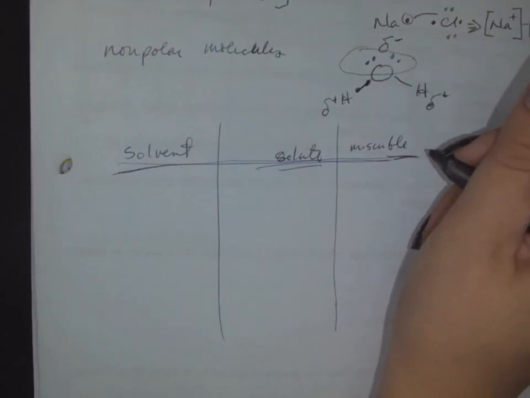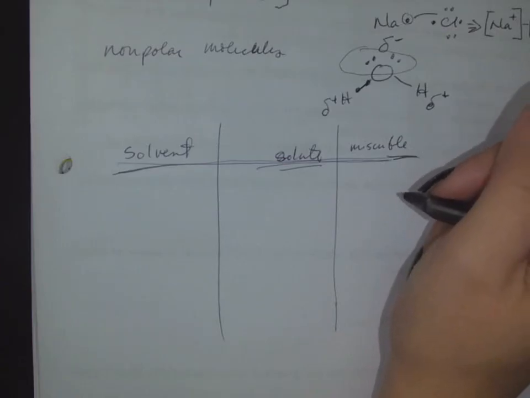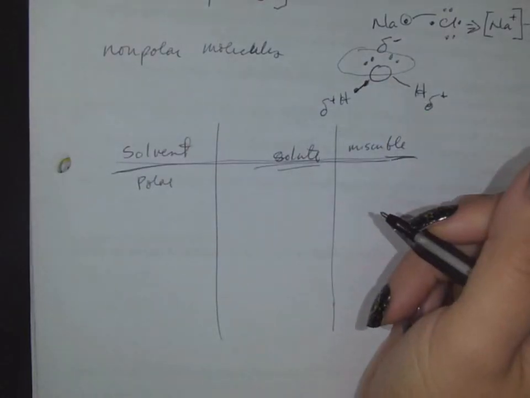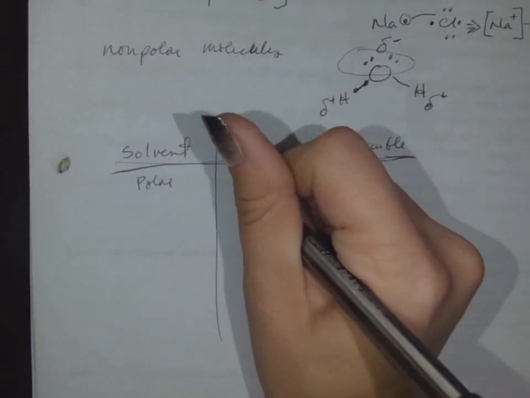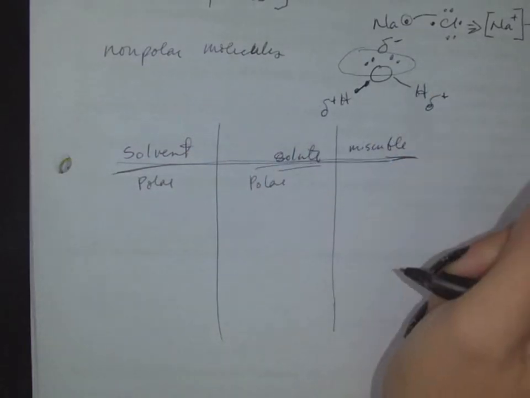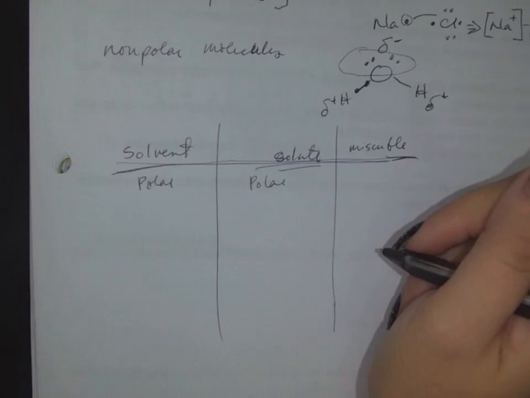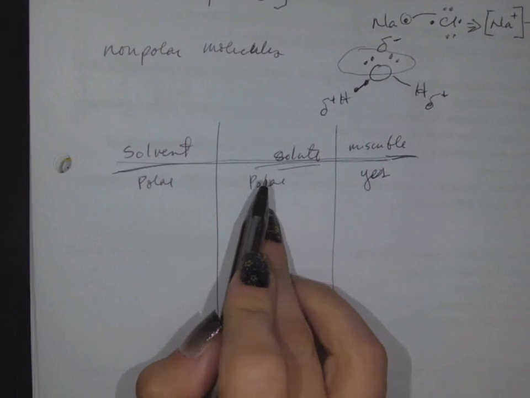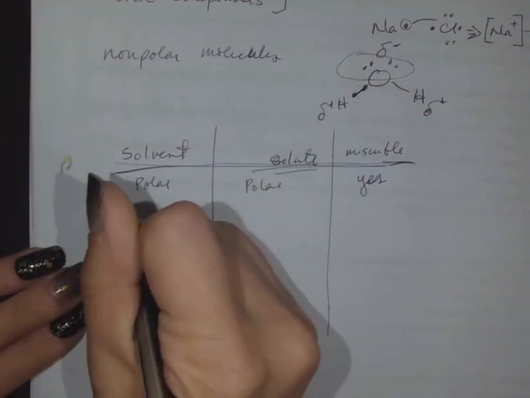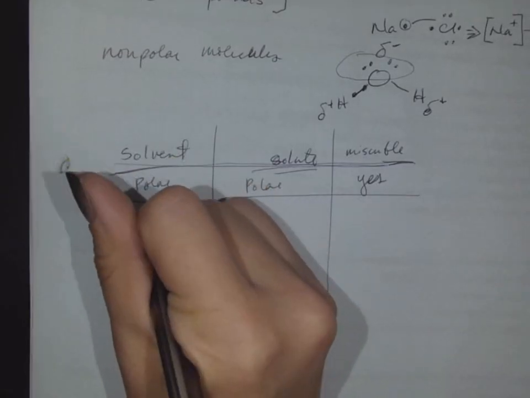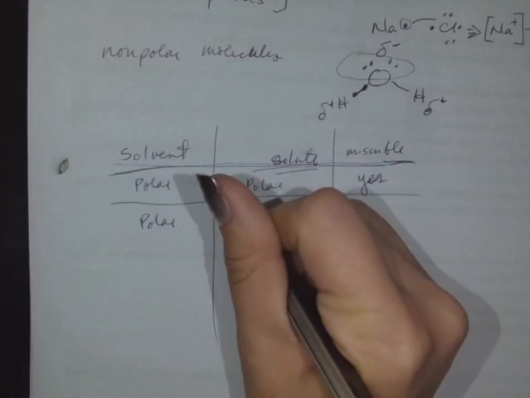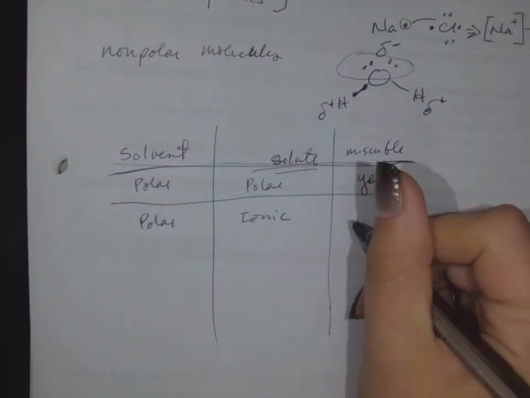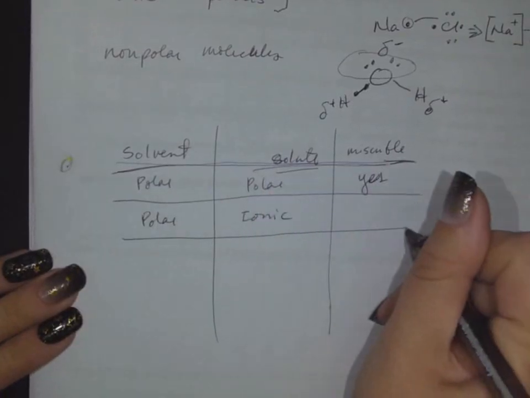And so was it miscible? Yes. Or was it not miscible? No. So if we have a polar molecule for our solvent, like water, so this would be really common, and a polar solute, that would be like sugar. This is miscible. This does dissolve because likes dissolve likes. Okay, what if we have a polar solvent and an ionic solute? These are similar enough, we just discussed, that they are miscible. It does dissolve.